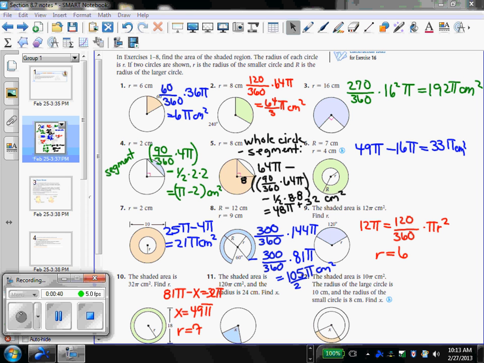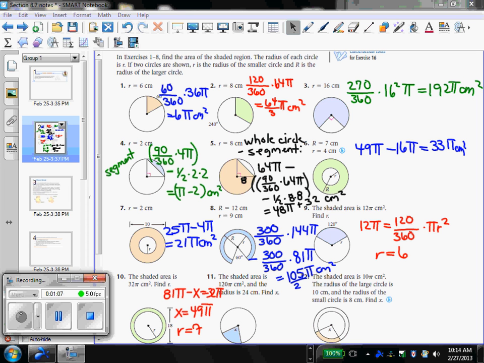So in number 1 there, you have a sector. So 60 over 360 times 36 pi. Number 2 is a sector. Number 3 is a sector. Number 4 is a segment. Please put me on pause when you need to change your answers and correct them. So 4 is a segment. 5 is the whole circle minus a segment.